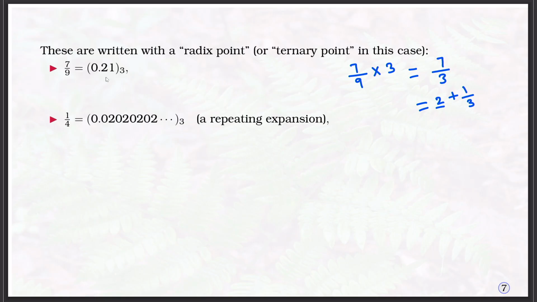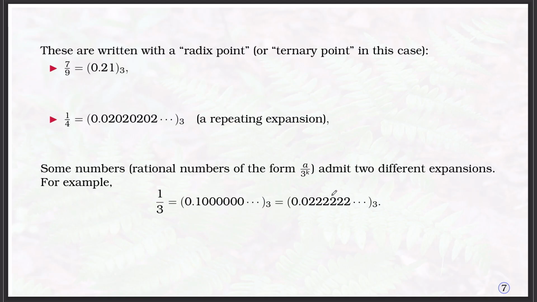So, now this 2 you can write here. Now, you have 1 by 3. If you multiply this 1 by 3 by 3, then one can get the number 1. That number we are representing here. So, 7 by 9 has the base 3 expansion 0.21. Similarly, one can get the base 3 representation of 1 by 4, which is 0.0202. It is a repeating pattern, so it has the alternative representation as 02 repeating, and we can write it like this.